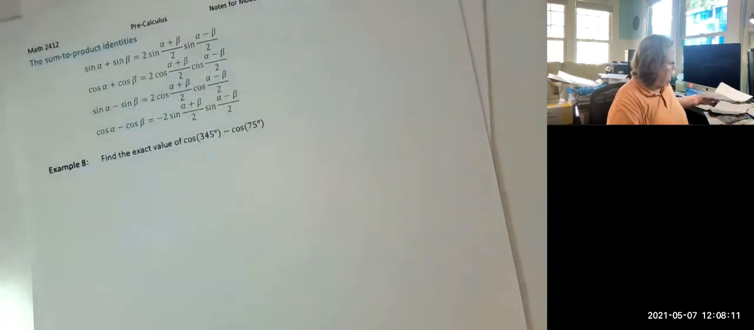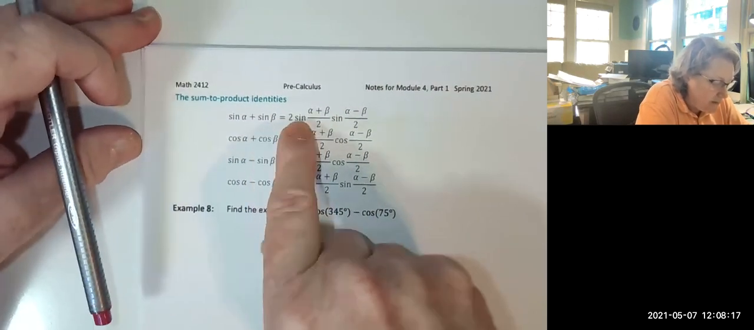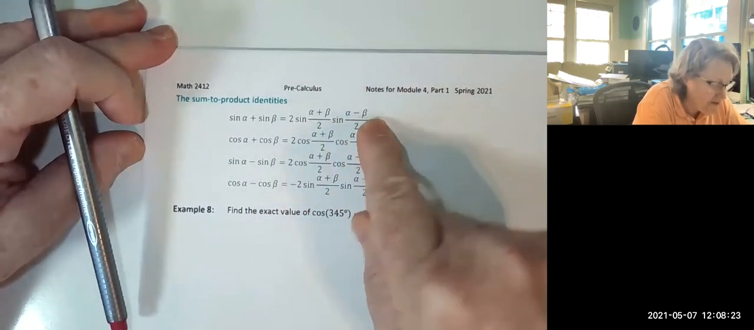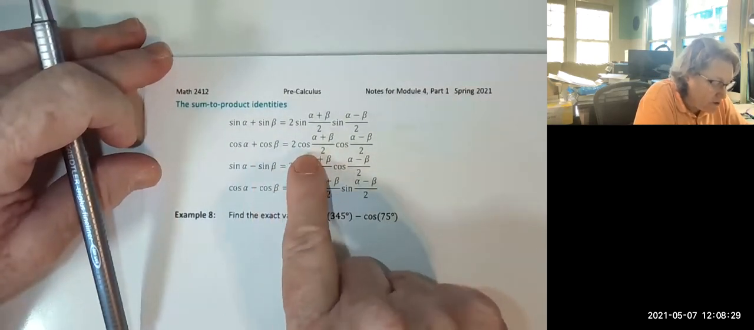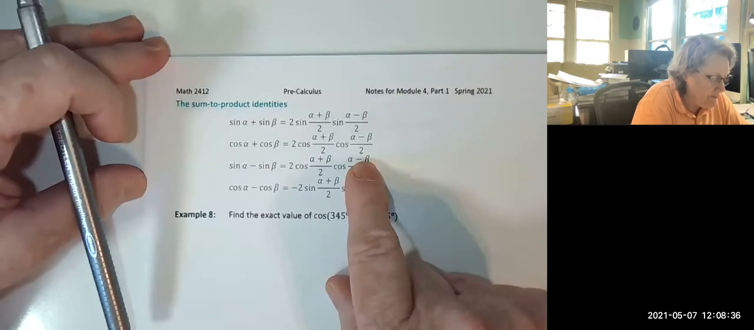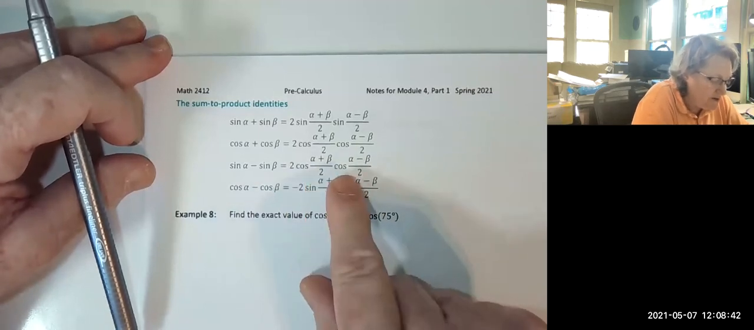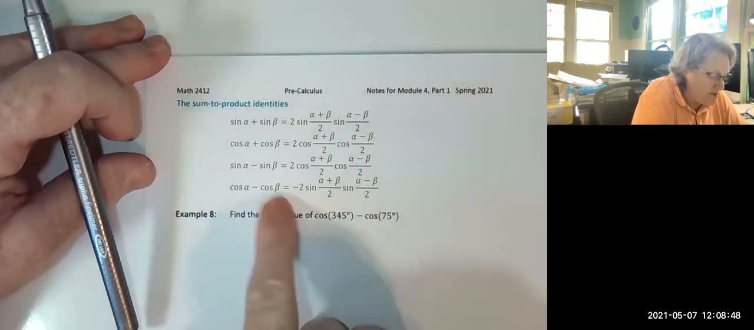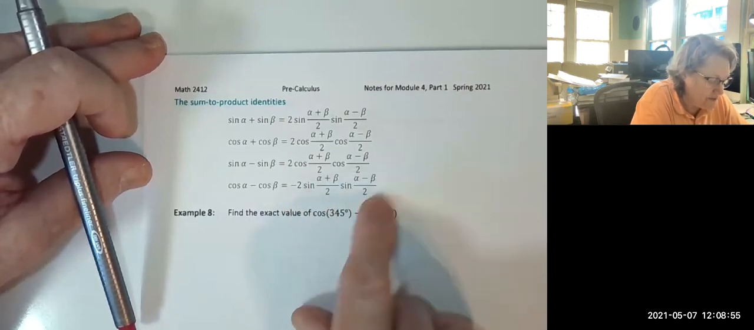And those formulas are right here. So we have the sine of alpha plus the sine of beta is 2 times the sine of the sum of the angles divided by 2 times the cosine of the difference of the angles divided by 2. The cosine of alpha plus the cosine of beta is 2 times the cosine of the sum divided by 2 times the cosine of the difference divided by 2. The sine of alpha minus the sine of beta is 2 times the cosine of the sum divided by 2 times the sine of the difference divided by 2. And the cosine of alpha minus the cosine of beta is -2 times the sine of the sum divided by 2 times the sine of the difference divided by 2.